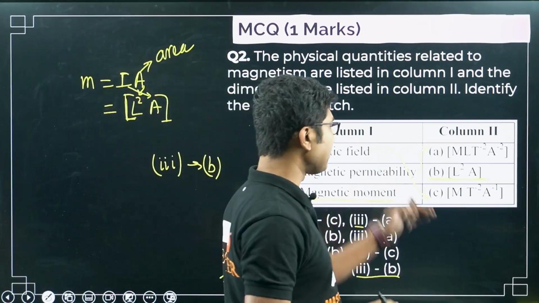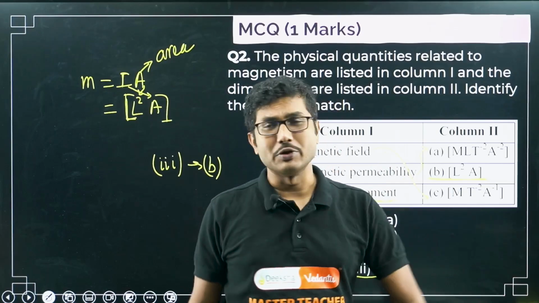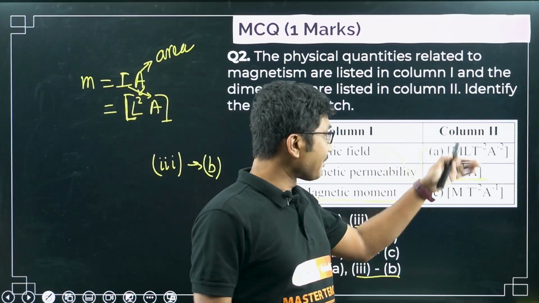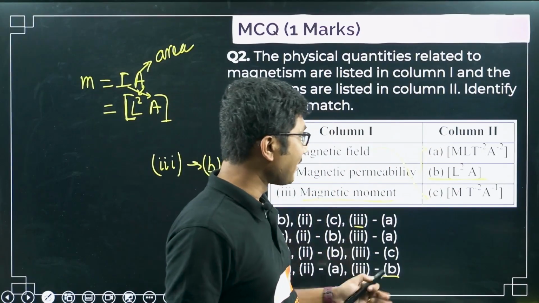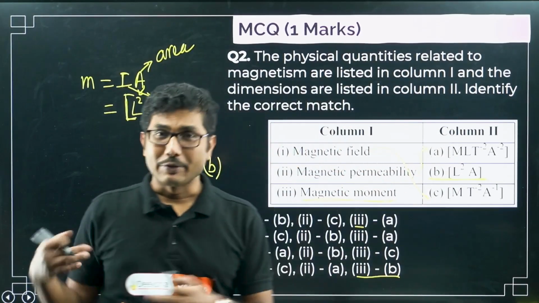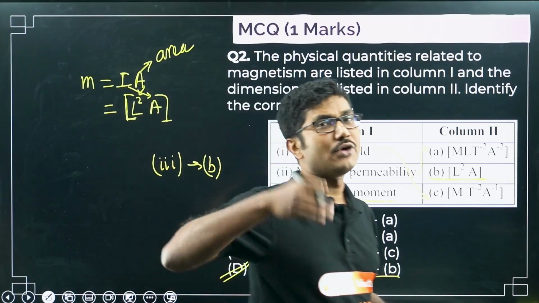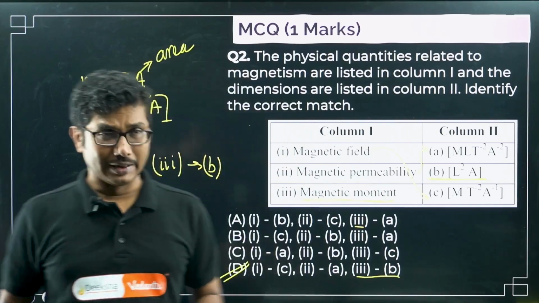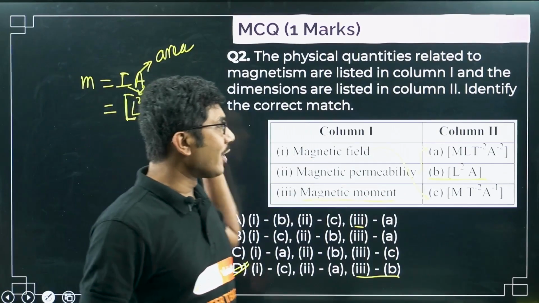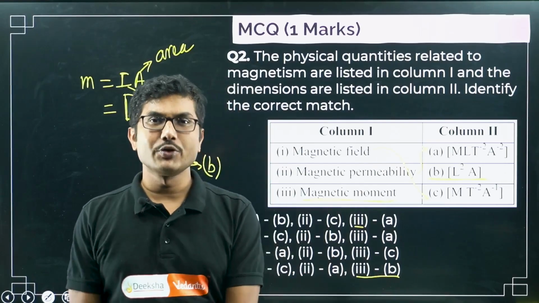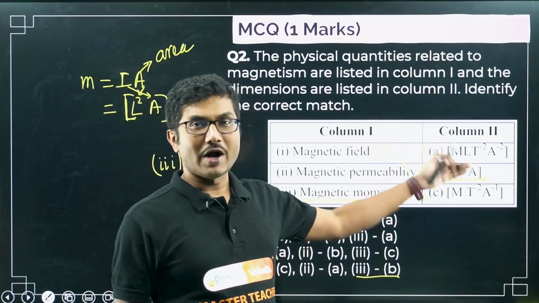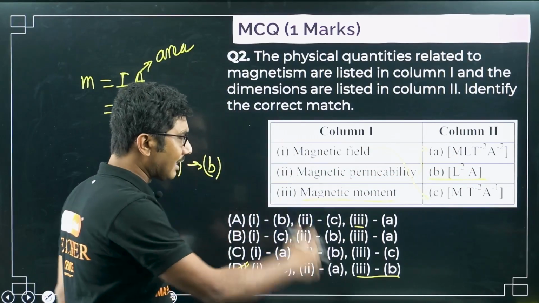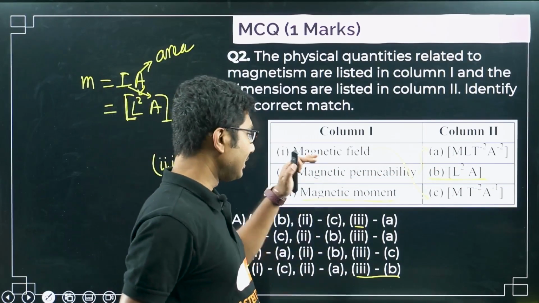Even if you don't remember that the magnetic field's dimension is MT to the power minus 2 A to the power minus 1, or the magnetic permeability's, in fact I also forgot the magnetic permeability dimension, MLT to the power minus 2 A to the power minus 2. You cannot remember all these dimensions, you have to remember the formulas. From the formula you can find the dimensions. Otherwise, take whatever quantity you find easier to remember, find its dimension, and once you find the dimension, check which options match.